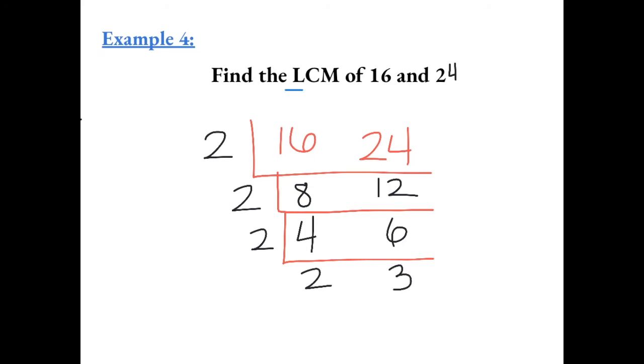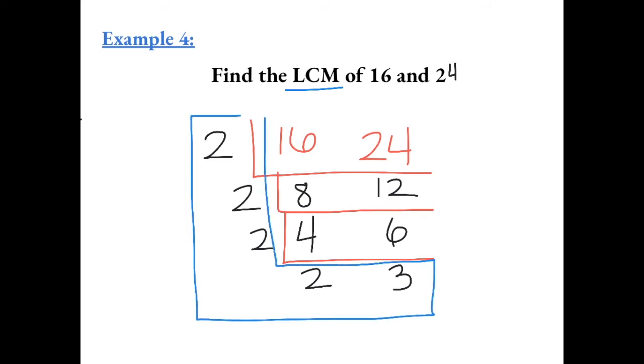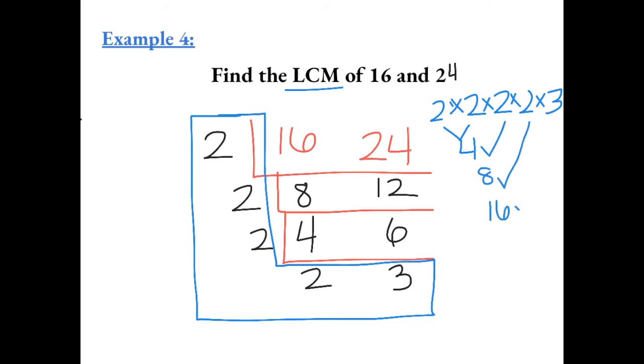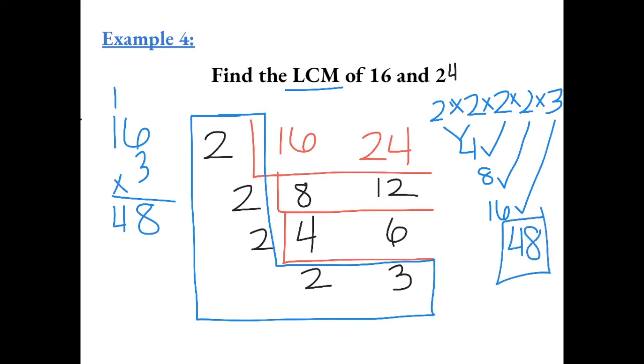To find the least common multiple, again, we make the L shape and multiply all of those numbers. So we have 2 times 2 times 2 times 2 times 3. 2 times 2 gives us 4. 4 times 2 more gives us 8. 8 times 2 gives us 16. And 16 times 3 gives us 48. So the least common multiple of 16 and 24 is 48.